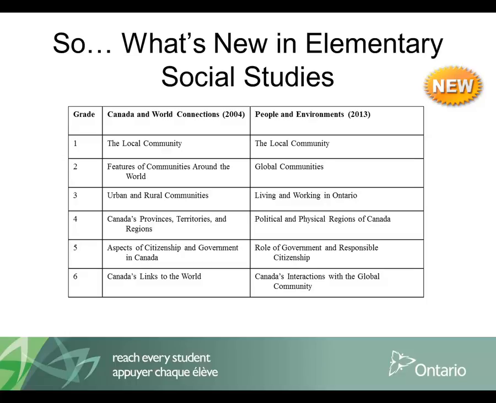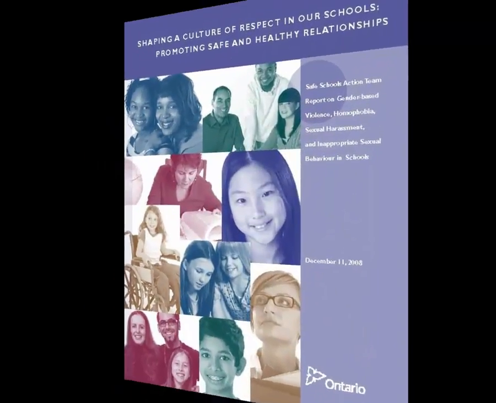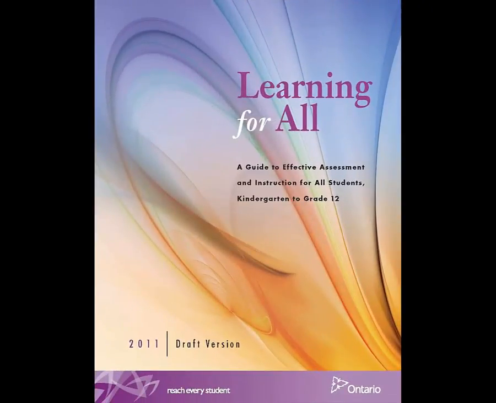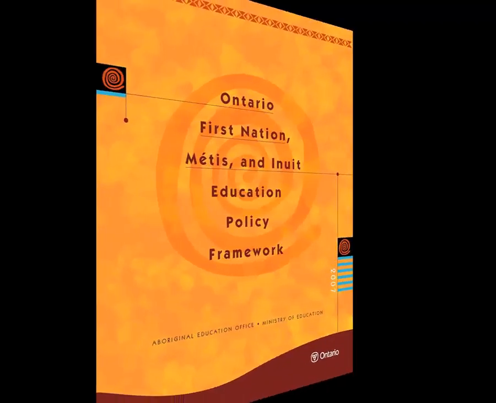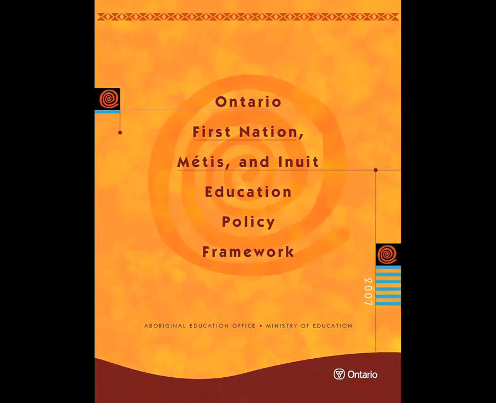The shift in some of the topics was done so that the realities of students' lives could be reflected in the curriculum. It is important to give students the skills to reflect on the ways in which they interact within their own community. The changes throughout the two strands of social studies were done to align with the Ontario Equity and Inclusive Education Strategy, shaping a culture of respect in our schools, and Learning for All, K-12. It was also done to align with recommended goals in Acting Today, Shaping Tomorrow, to highlight the inclusion of Aboriginal perspectives that is consistent with the Ontario First Nation, Métis, and Inuit education policy framework.